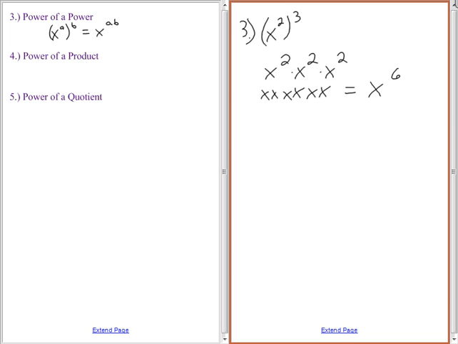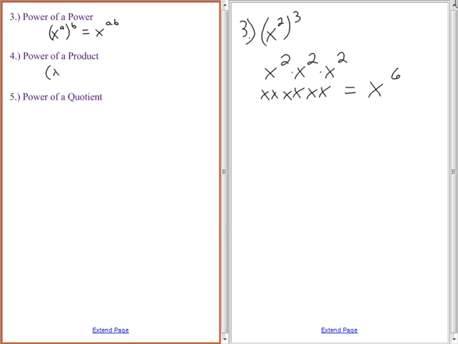The next one is power of a product. So I have something that's multiplied, x times y, and it's going to the a power. If I have a multiplication taken to an exponent, that a sends over to both of the bases. It's not distributing. Distributing is over an addition, but it's along the same concept.